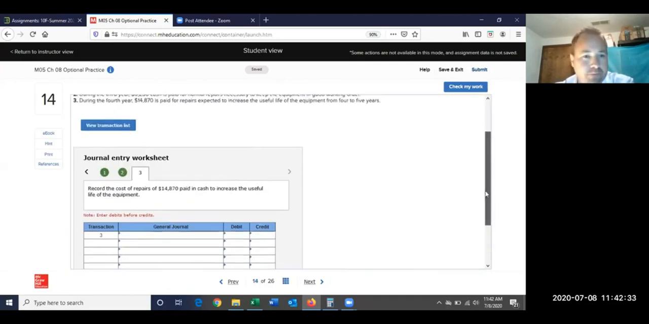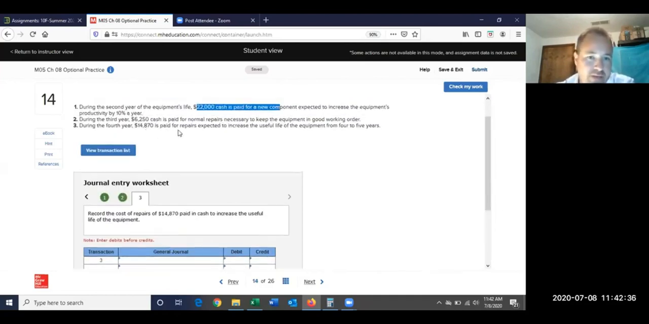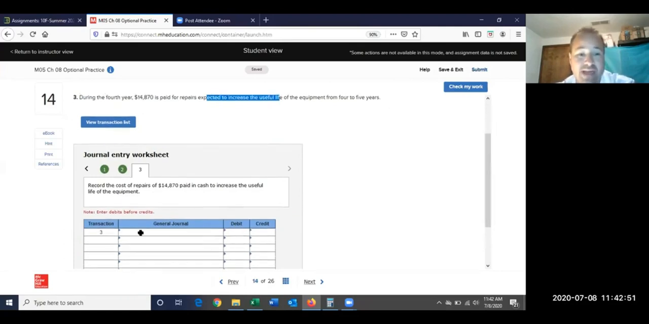Now for the third one, in the fourth year we paid $14,000 for repairs. That's typically going to be a repair expense, but it says it's expected to increase the useful life. We're going to add another year, so we have to update our depreciation and the cost of the equipment. This goes to the piece of equipment since it updated its useful life and made it last longer. So we're going to simply debit the equipment here for $14,870. And it says paid cash.